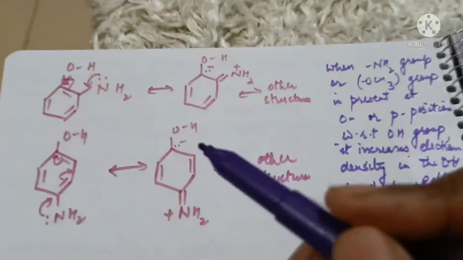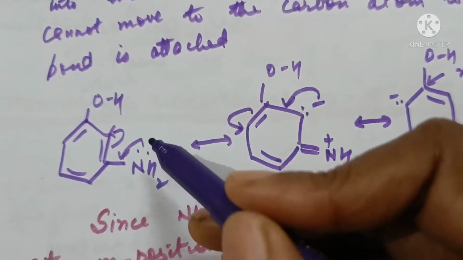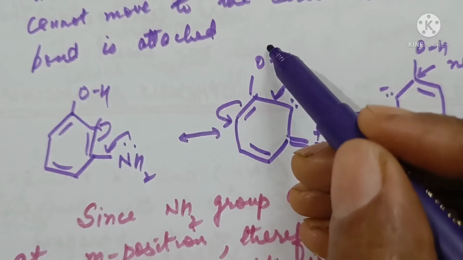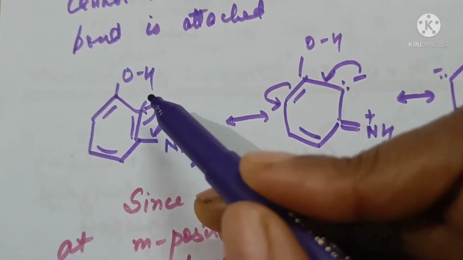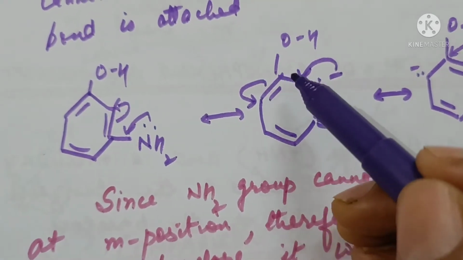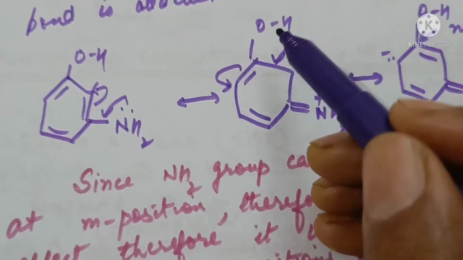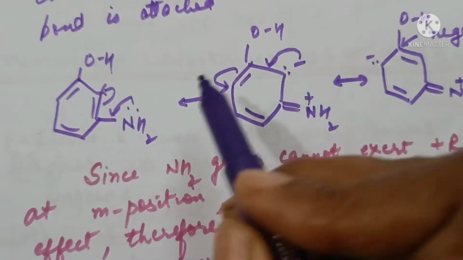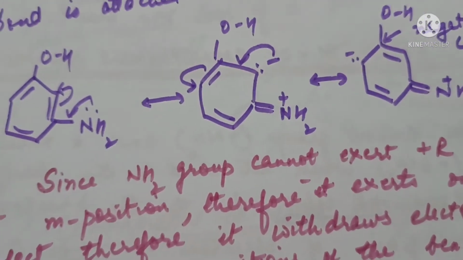However, when the amino group is present at the meta position, we see that resonance will not affect the carbon bearing the OH group. The electrons move here, here, and then they move on to the next bond. They do not come to this bond at all. So, plus R effect will have no effect in case of meta aminophenols.